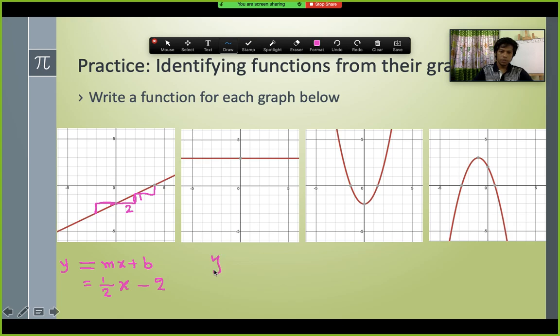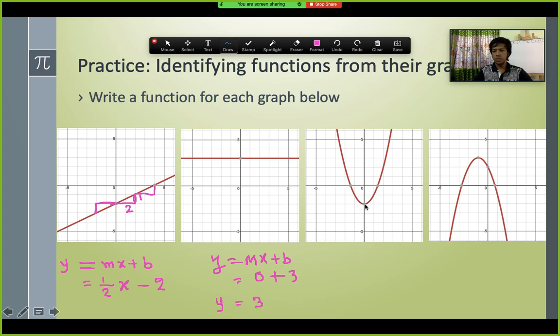So y = mx + b, and you already know that for a horizontal line m is 0. That means this part is 0. 0 times x means 0. So basically it is 0. And the y-intercept b is 1, 2, 3. So this is 3. That means y = 3 is the answer here.